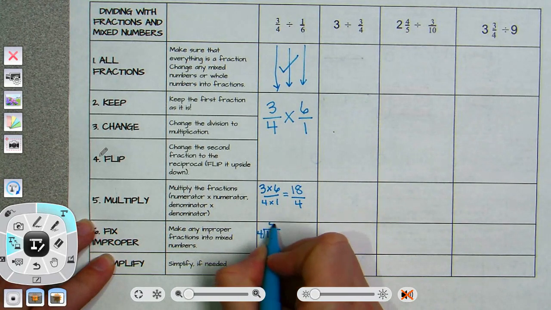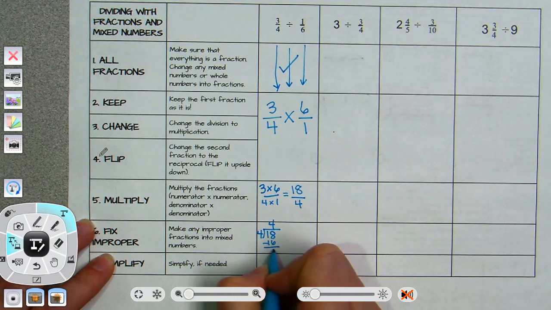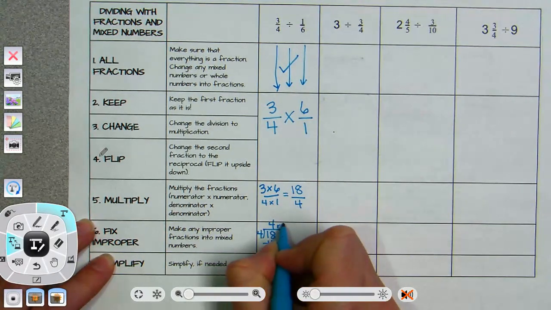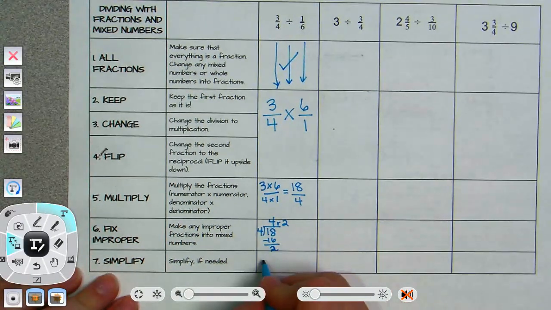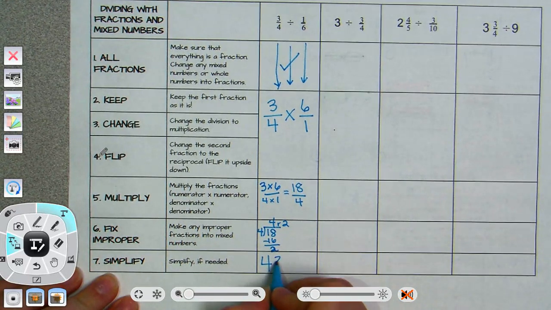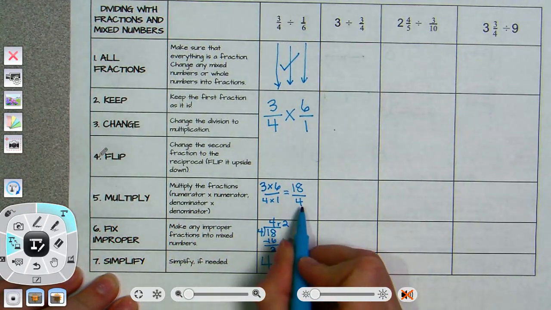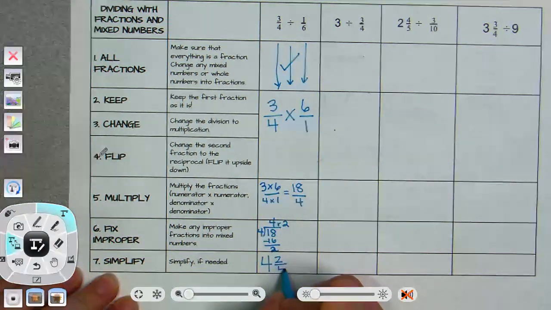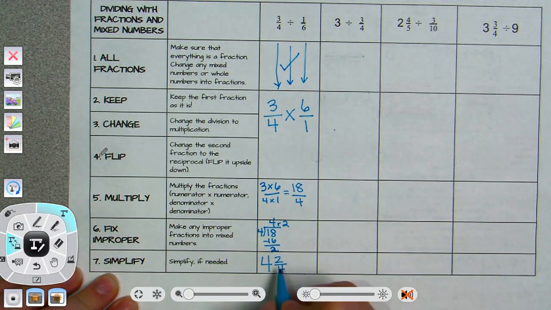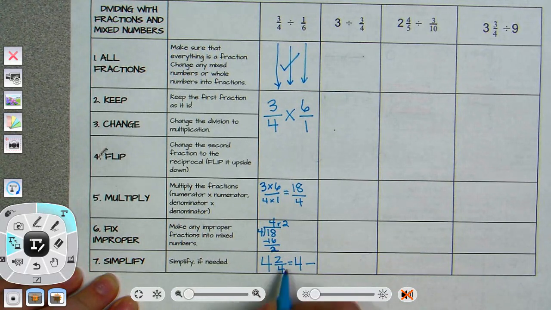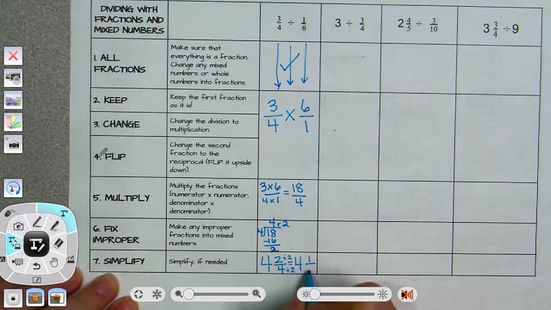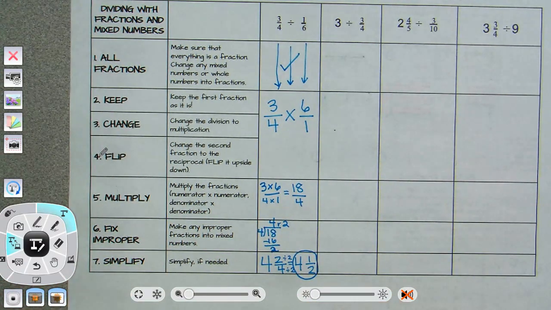Now, 4 goes into 18 4 times. It's 16, and my remainder is 2. So turning that into my answer would be 4 and 2. I'm going to look back to step 5. It was fourths, so it's 2/4. Now I've got to simplify this if I can, and I definitely can. Now 2 and 4 are both even, so I'm going to divide by 2 on the top and divide by 2 on the bottom, and we get 1/2. So my final answer is 4 1/2.